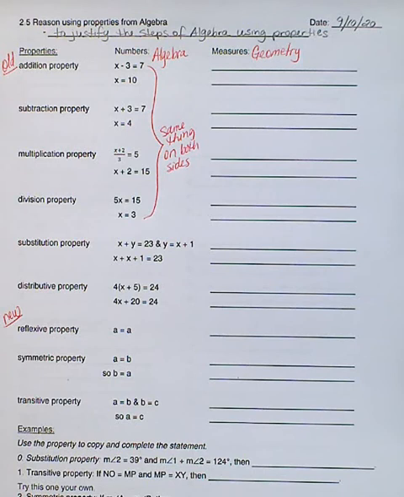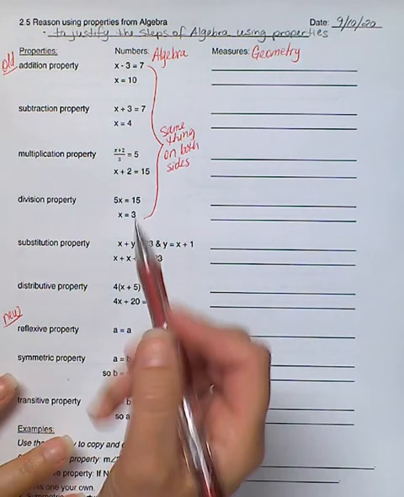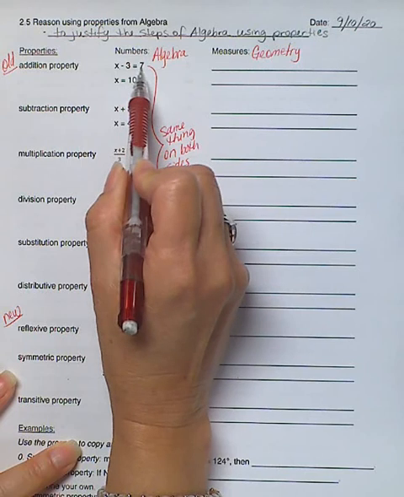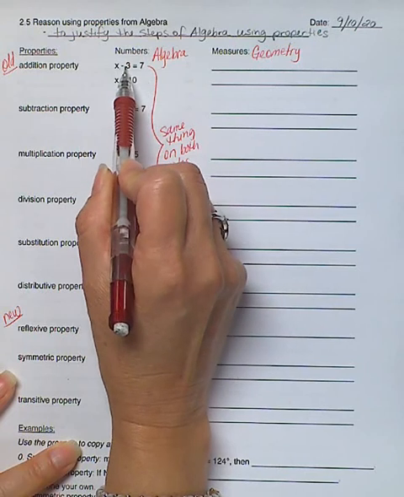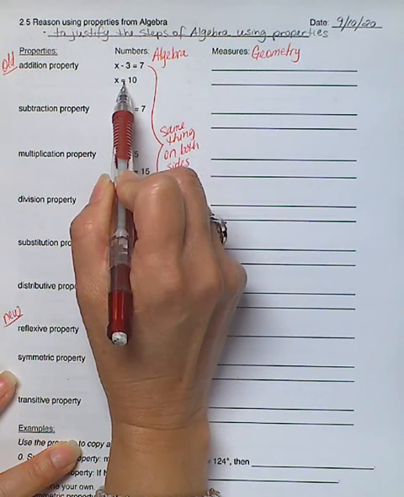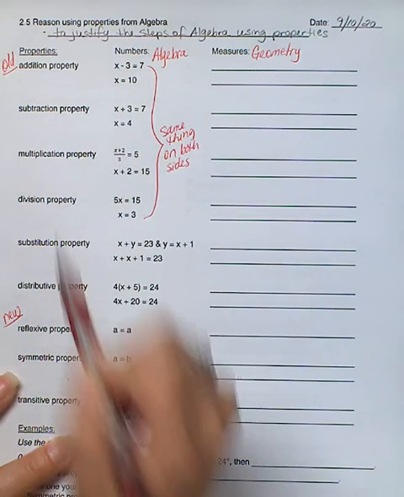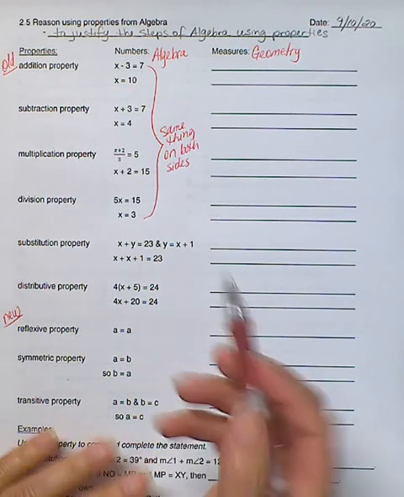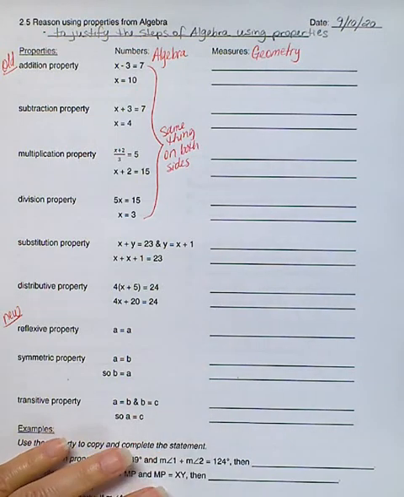So if we look at the addition property, these two values were equal, and after I added 3 to the left and added 3 to the right, these two values are still equal. That's another key point about properties: if they're equal to start with, whenever you're done, they should still be equal. Okay, so we're going to look at what that might look like in geometry.